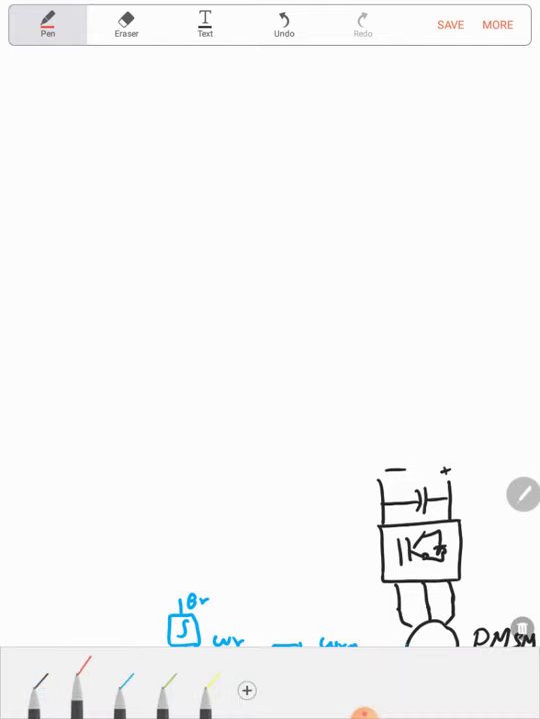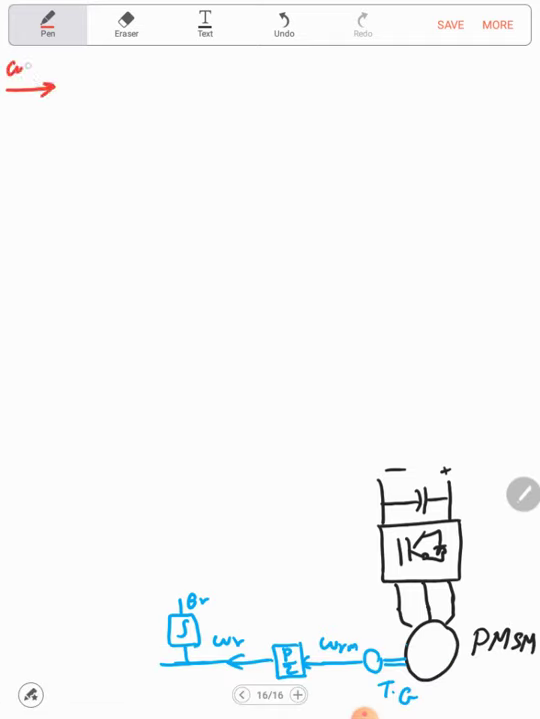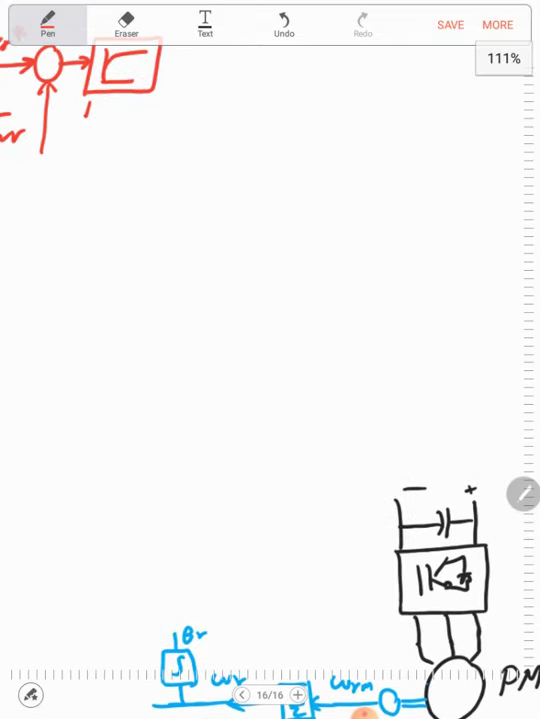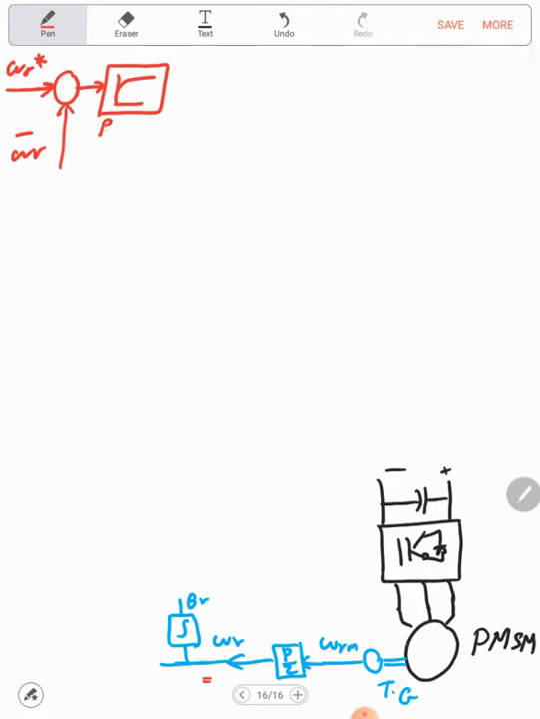So the first thing here, let's assume we are using speed control. So this will be omega r reference, which we will compare with the actual omega r, and already we have omega r here. And now we will use a PI speed controller. Now the output of the speed controller is a torque.